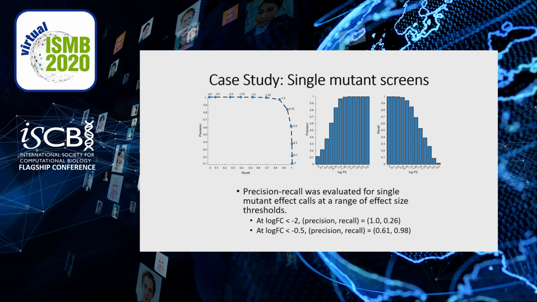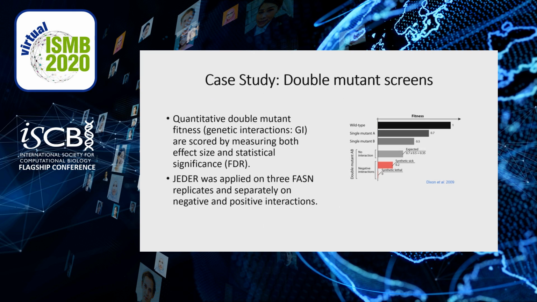We further evaluated single mutant effects at a range of effect size thresholds and measured the corresponding precision and recall characteristics. For example, at a log-fold change of less than -2, we measured a precision and recall of 100% and 26%. We also measured precision and recall at a weaker effect size, at a log-fold change of less than -0.5, where we get a precision and recall of 61% and 98%. As expected, we get higher precision and lower recall at a very high negative threshold.